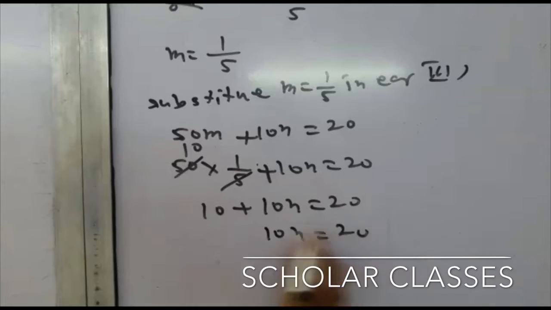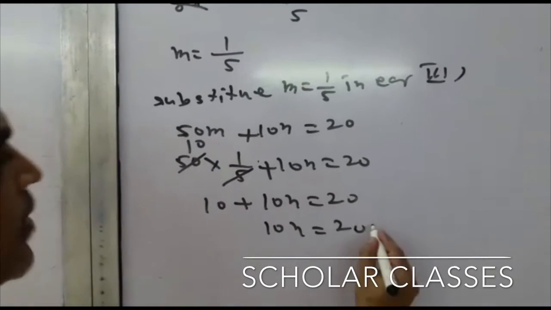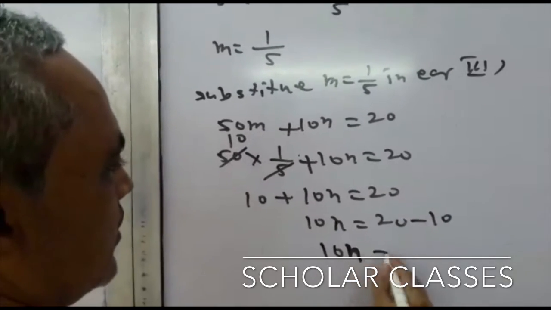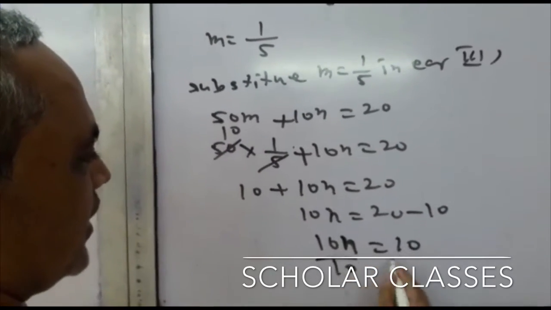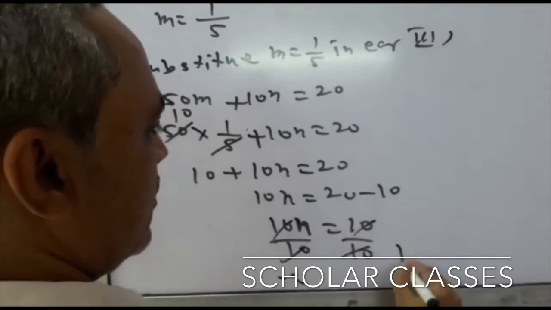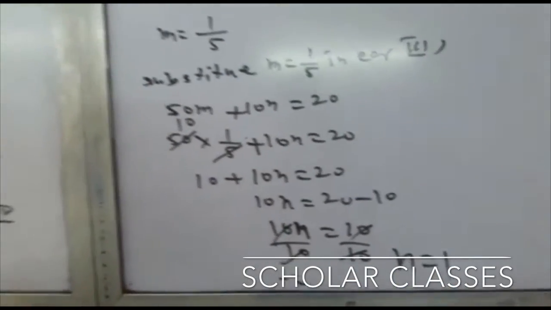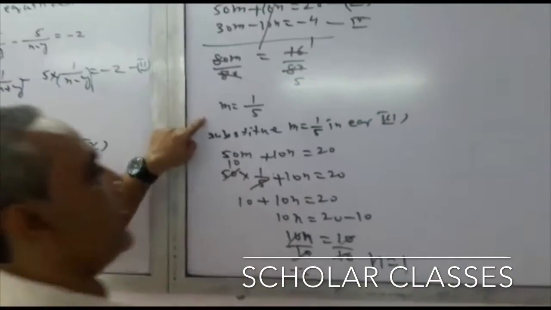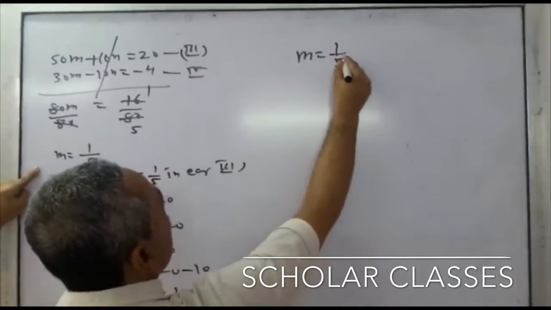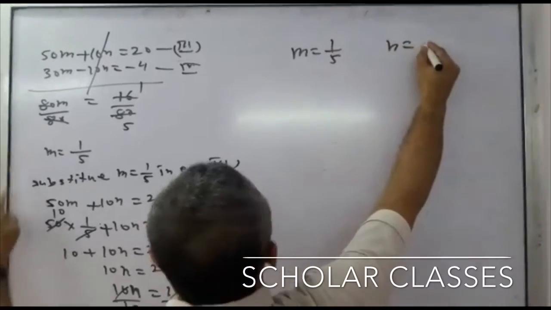10n is equal to 20 plus 10 को शिफ्ट कर देंगे तो it will become minus 10. 10n is equal to 10. Cancel by both the side 10 and 10 cancel. Therefore n is equal to 1. Now we have two values. m is equal to 1 upon 5 and n is equal to 1.